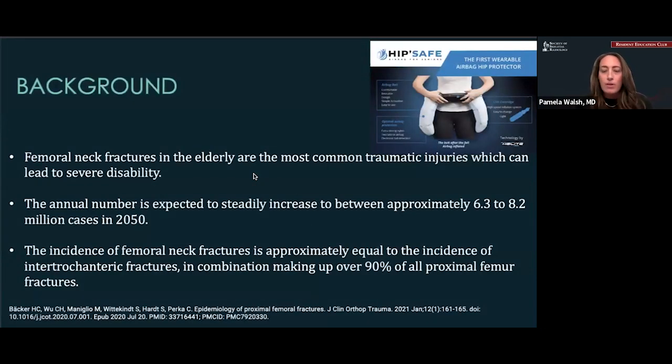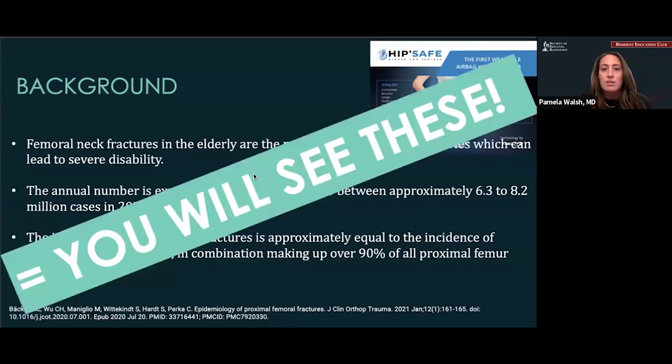So here's a bit of background on hip fractures, basically saying that they're not uncommon and the incidence of hip fractures is increasing. There's a fairly equal distribution of femoral neck fractures and intertrochanteric fractures, and these are going to make up the majority of our proximal femoral fractures. So whether you're a musculoskeletal radiologist or any other radiologist that looks at imaging that includes the hip in the field of view, you will see hip fractures.